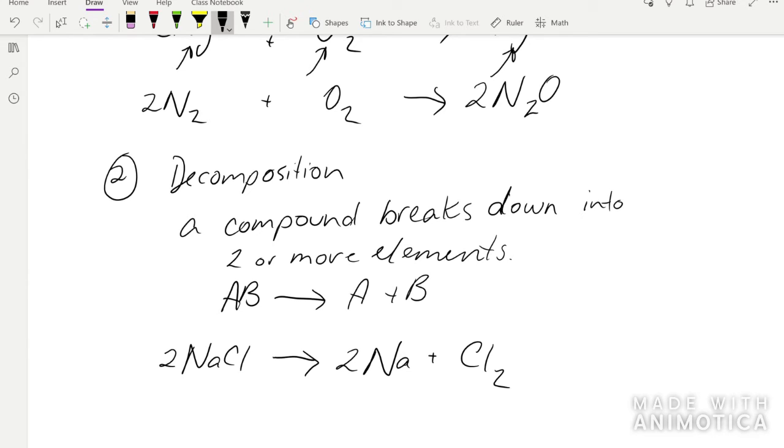It does melt at 800 degrees Celsius. And then you also need to run electricity through it. So it's not something that we can really do at home, but it is possible to do.